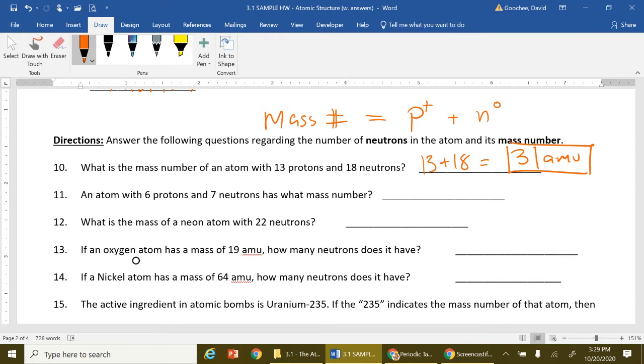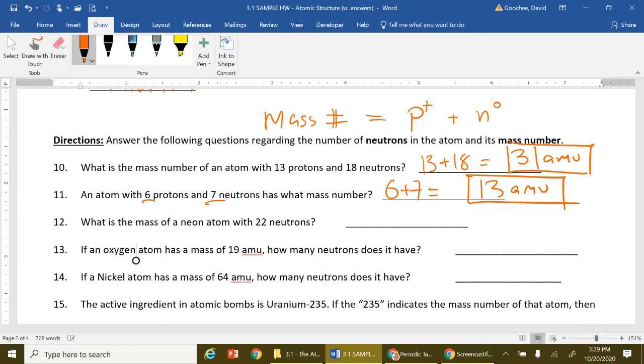Next one, an atom with 6 protons and 7 neutrons has what mass number? Don't overthink it, folks. The mass is equal to the protons plus the neutrons. 6 plus 7 equals 13 AMU.